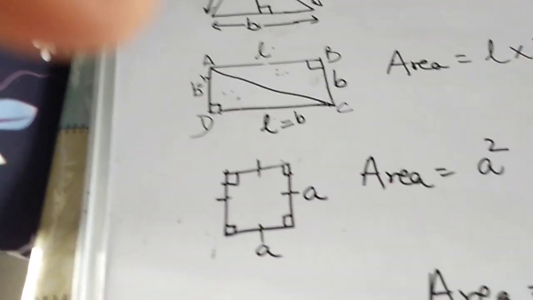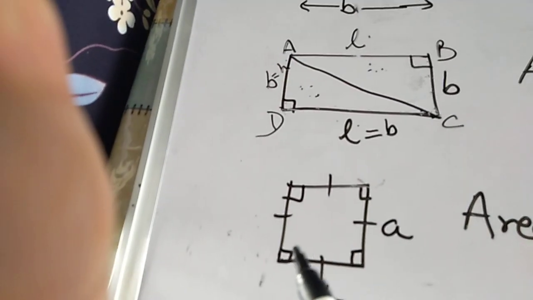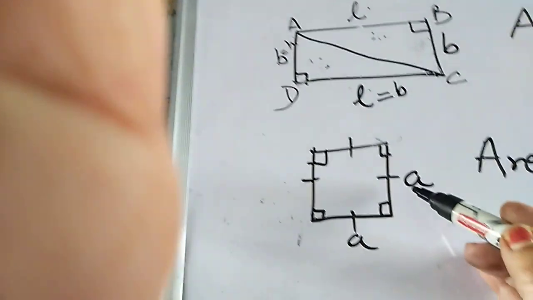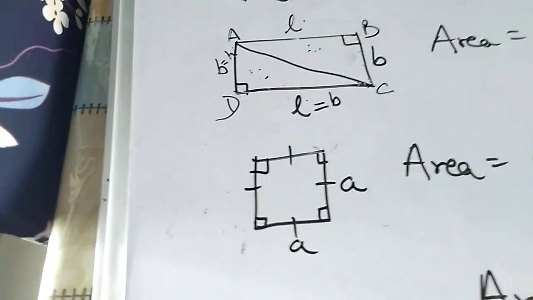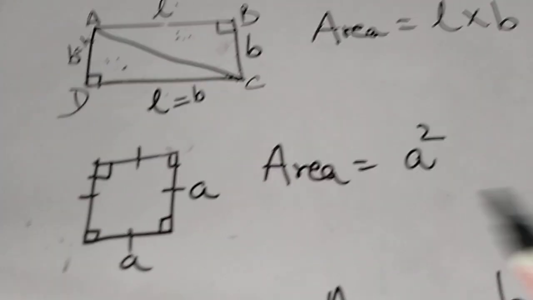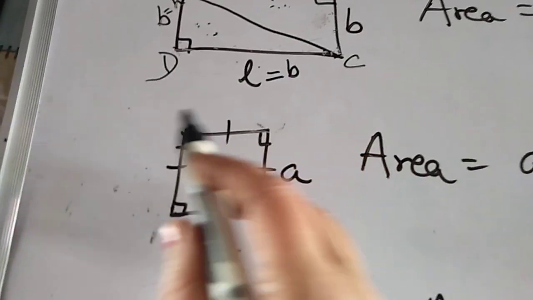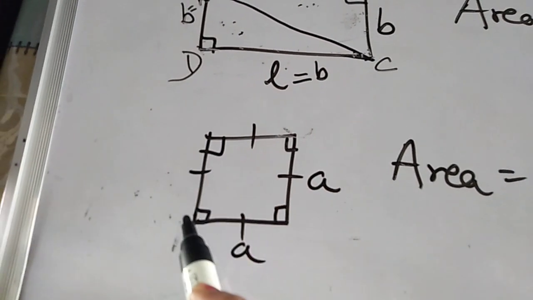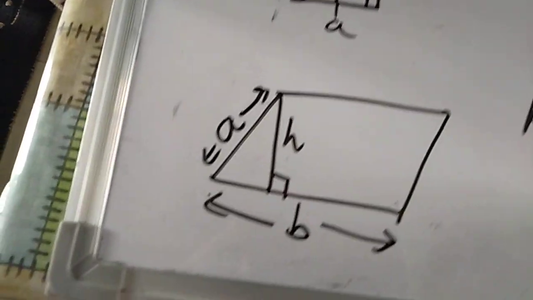Now, a square is a special case of a rectangle, where it has all the properties of a rectangle, except that all sides of a square become equal. So we can call the area length into breadth, or side square. Clear? Area is side into side, which is A square. Okay. Now, when we come to the perimeter, perimeter is the length of the outer boundary. So A plus A plus A plus A: the area of a square is A square and the perimeter is 4A.